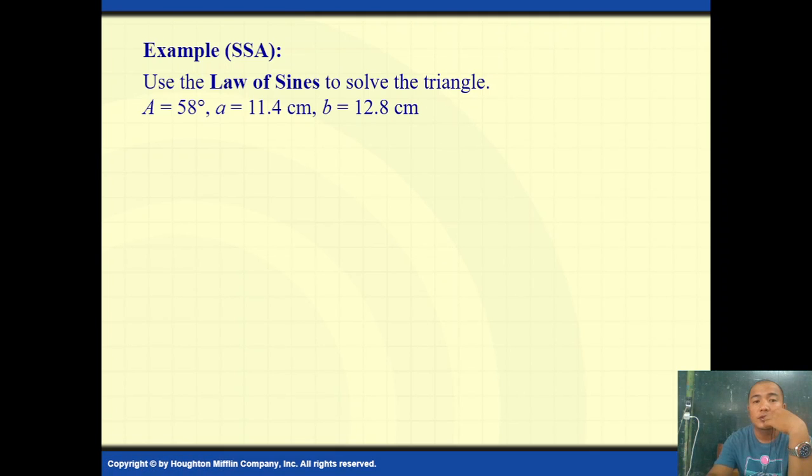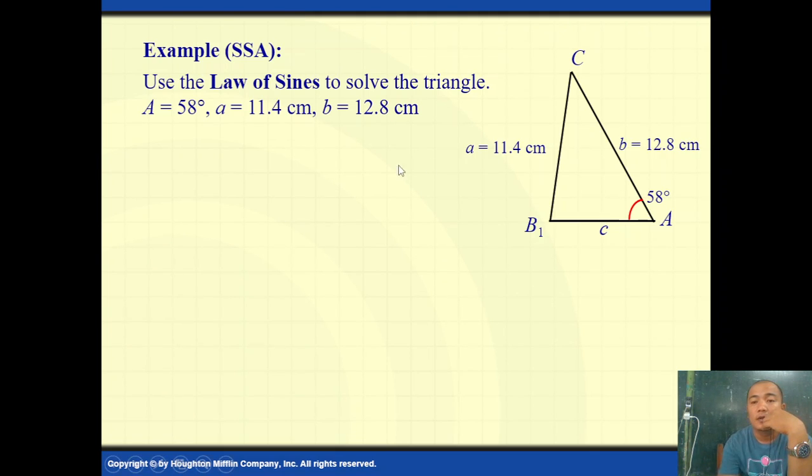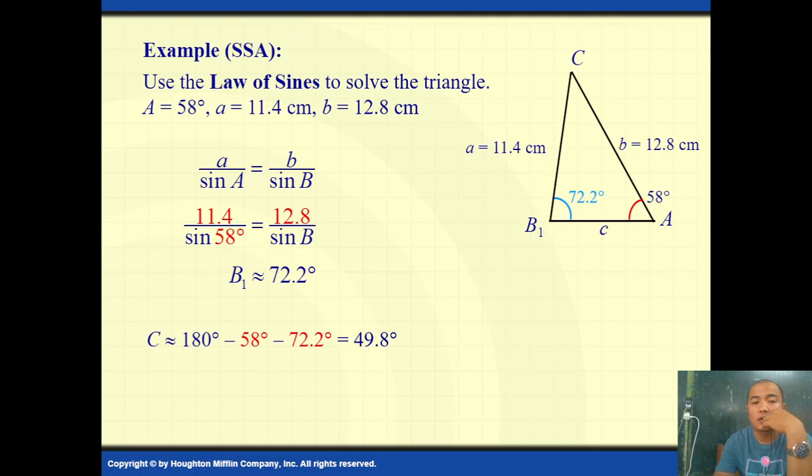So another, use the law of sines to solve the triangle. Given angle A 58 degrees, side A 11.4 cm, side B at 12.8 cm. Solve for angle B, angle C and side C. So A over sine A is equal to B over sine B. So 72.2 degrees. Where did we get this? Okay, A is 11.4. Substitute, over sine 58 degrees. It's equal to B, which is 12.8 over sine B.